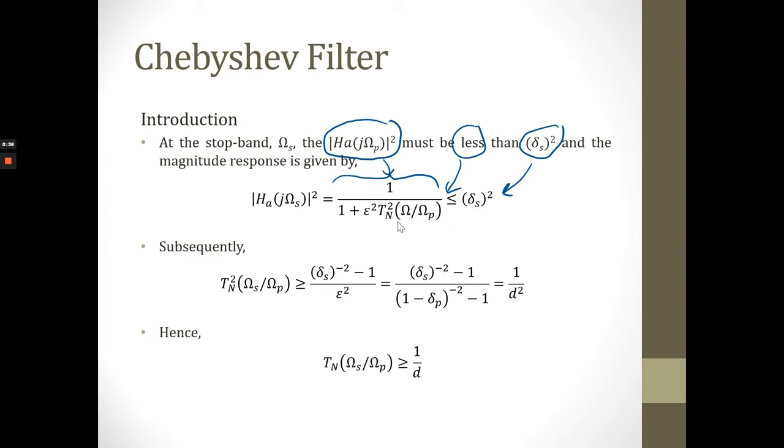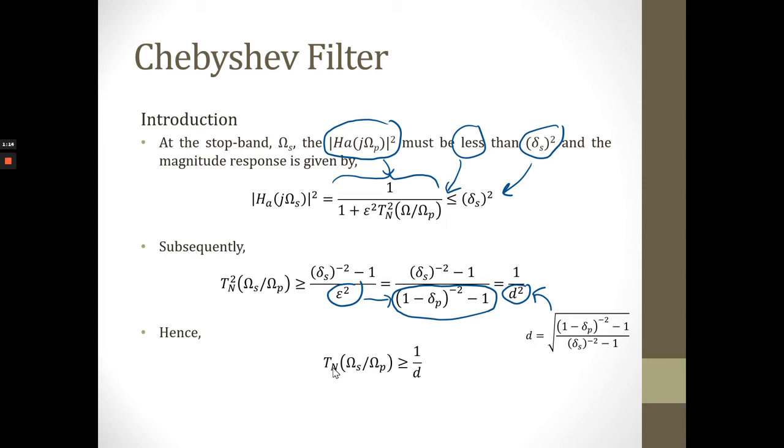Therefore, after we rearrange this equation, we have the Chebyshev polynomial function T_N² must be larger than or equal to (1/δ_s² − 1) divided by ε², where this ε² is equal to this equation, and this whole expression is equal to 1 over d², where d is the discrimination factor.